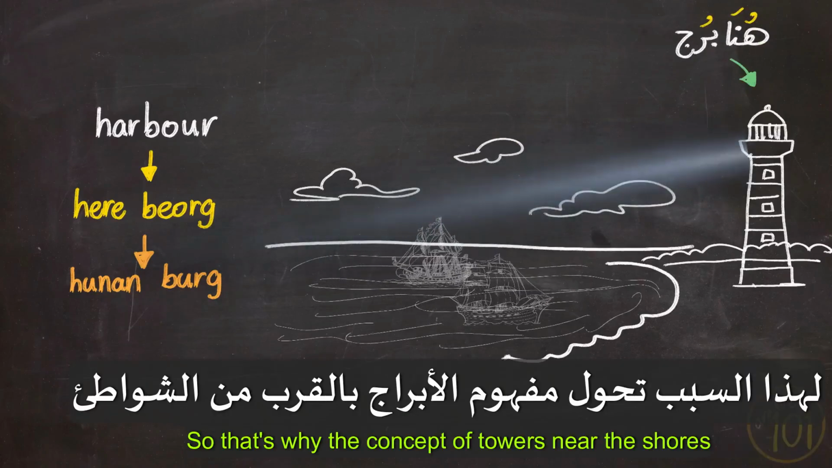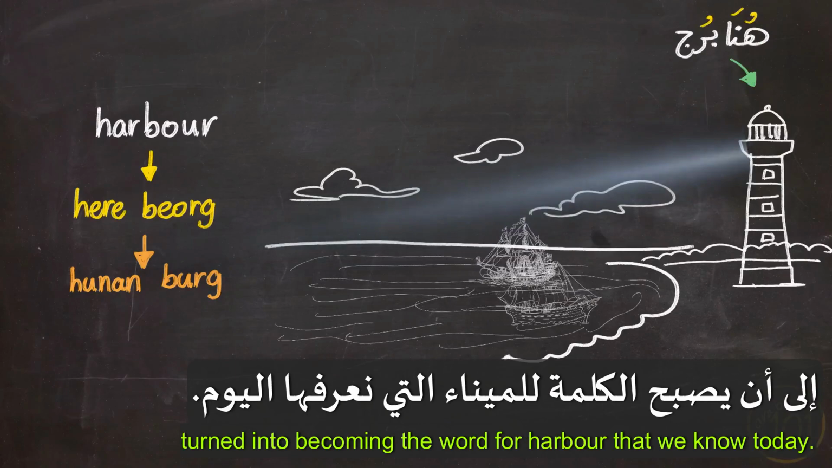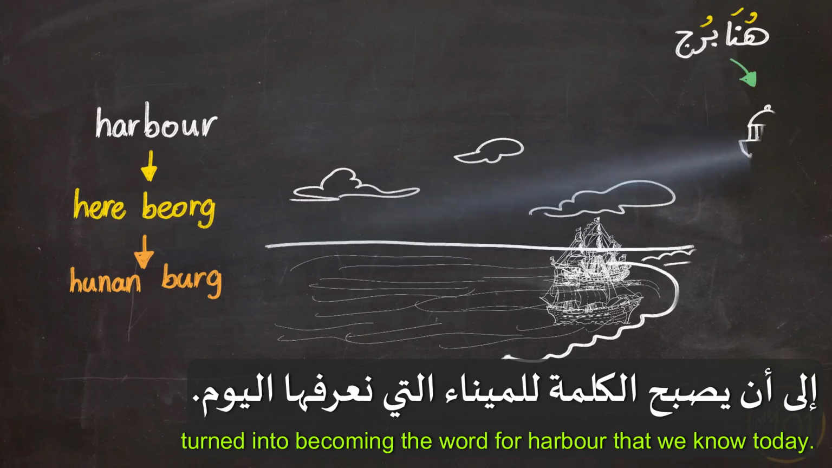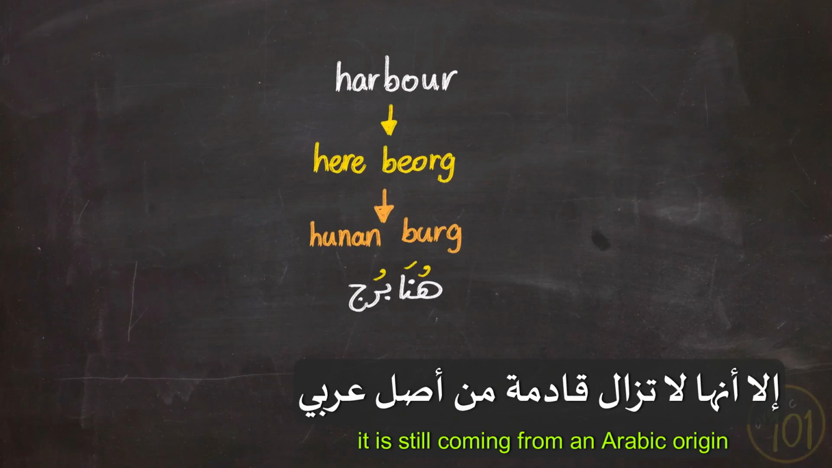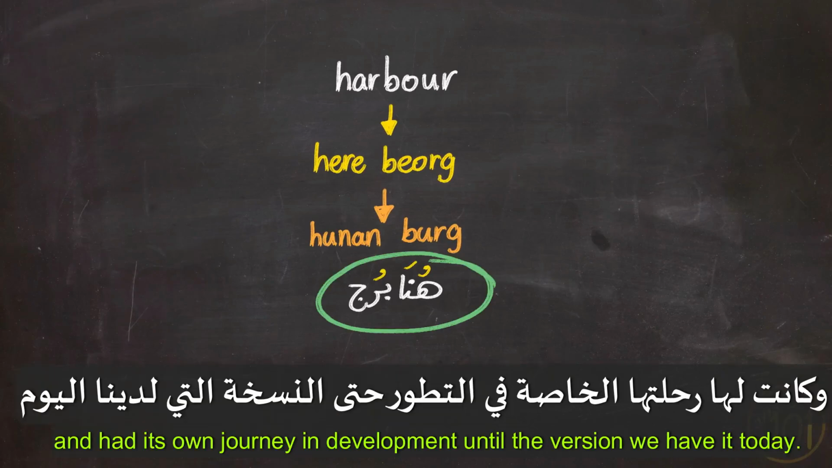So that's why the concept of towers near the shores turned into becoming the word for harbor that we know today. So while it is not the exact word, it is still coming from an Arabic origin that suited their use and had its own journey in development until the version we have it today.